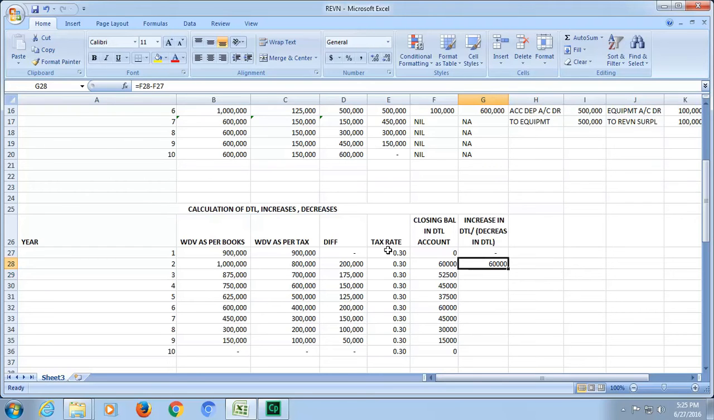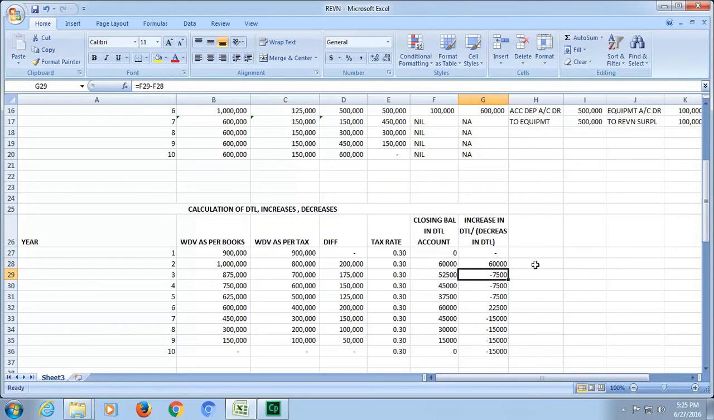Where we are going to show this, I'll show it when we prepare the P&L account. Let us copy the formula here. So in the second year we have recognized deferred tax liability. We are actually creating a provision. We have created a provision, deferred tax liability. Here we have passed an entry: current tax expense account debit to deferred tax liability. The 60,000 will be subtracted from revaluation surplus, not from our profit and loss account.